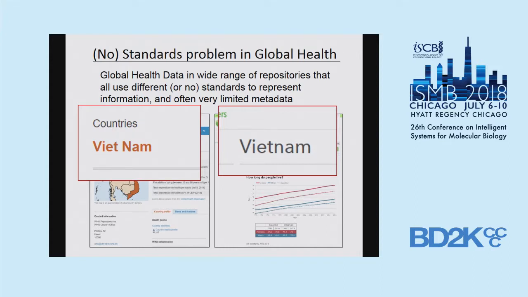So why is this? I think it's not specific to global health. It's probably a problem that we see everywhere, but I really hope that we can improve by using standards, making it so that these data sets can be used more easily together.